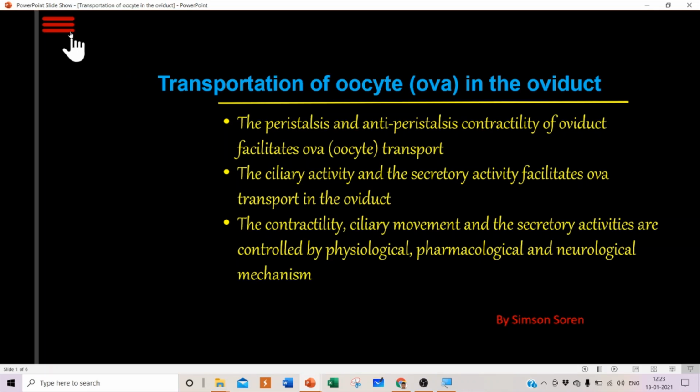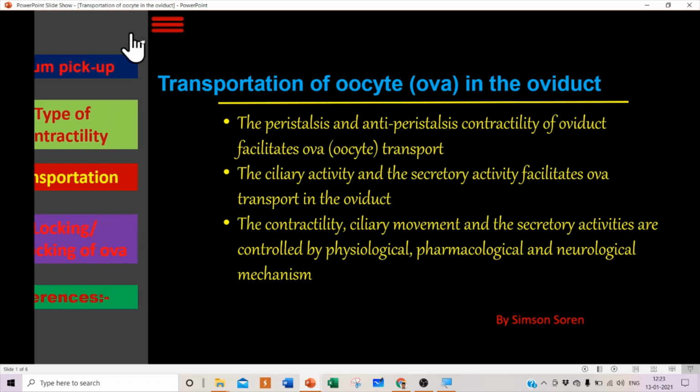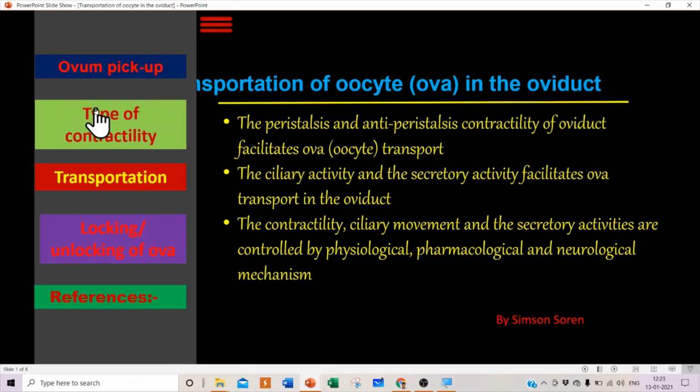So, in this topic, we will see ovum pickup, type of contractility of the oviduct, transportation of ova in the oviduct, and locking and unlocking of ova in the oviduct. So, let us see the ovum pickup.